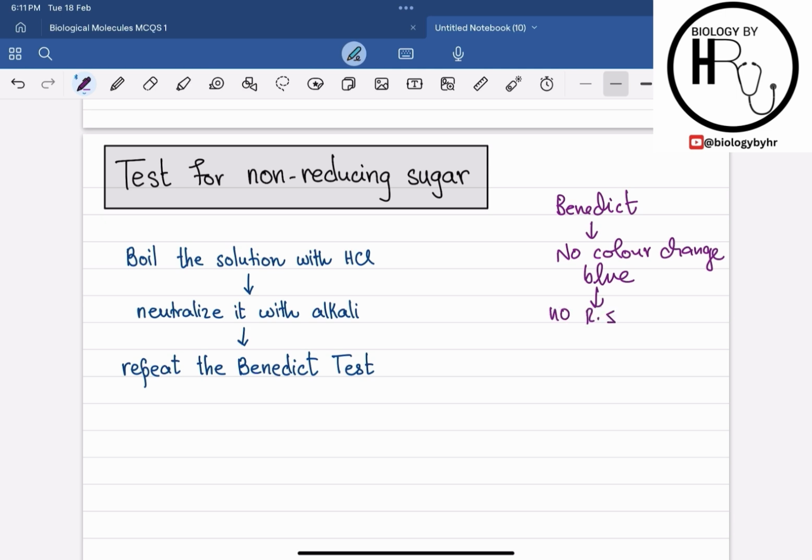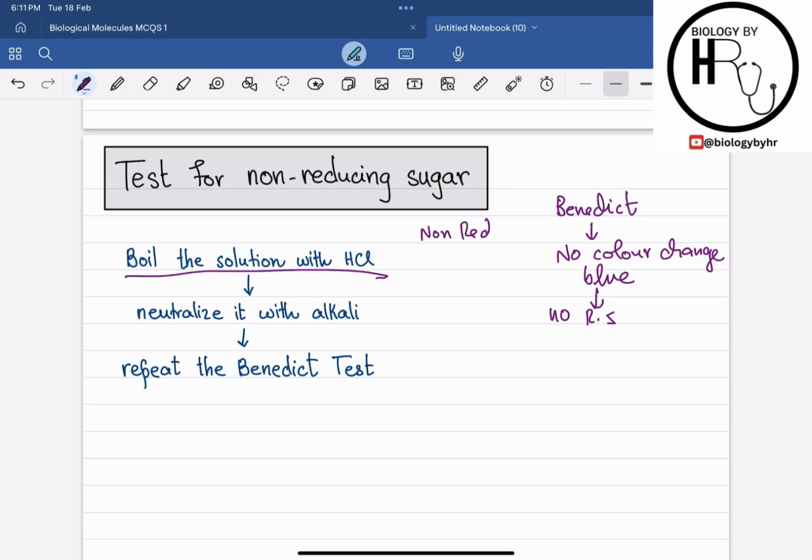And then what we are going to do is boil the solution with the HCl. Why are we boiling the solution with the HCl? In case there is any non-reducing sugar present, for example sucrose, right? If sucrose is present over there, and we boil the solution with the HCl, basically we are hydrolyzing it, right? And if we are hydrolyzing it, sucrose will break down into fructose plus glucose when we hydrolyze and boil it with the HCl, right?